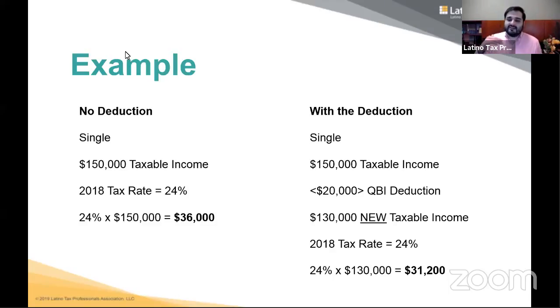So why does that matter? Because at $130,000 taxable income, you're still at a 24% tax rate, but 24% of $130,000 is less than 24% of $150,000, right? Because 24% of $130,000 is $31,200. So what's less, $31,200 or $36,000? Do you see the benefit? As you can see, this deduction lowers taxable income, which then lowers your tax. That's the benefit. Tell your clients that when they're confused about it. There's nothing much else to it. That's what it does, so keep that in mind.